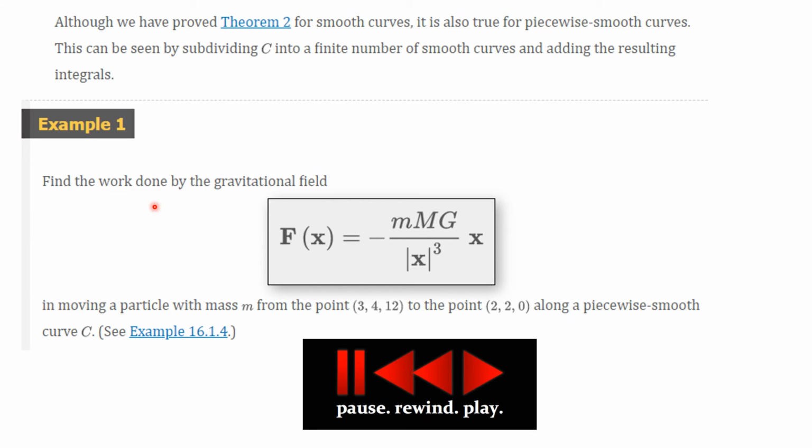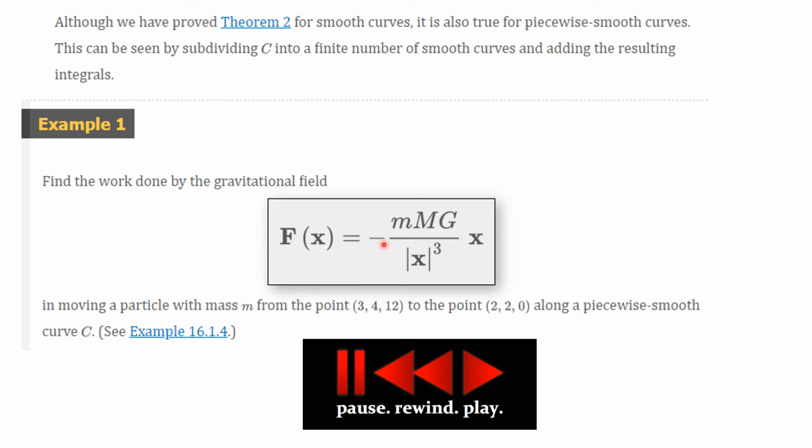Find the work done by this gravitational field. This is capital F of x equals minus m, big M, g, over the magnitude of x cubed, times x. Now you should notice here that this is a vector function and x is a vector, so it really represents the vector <x, y, z>.